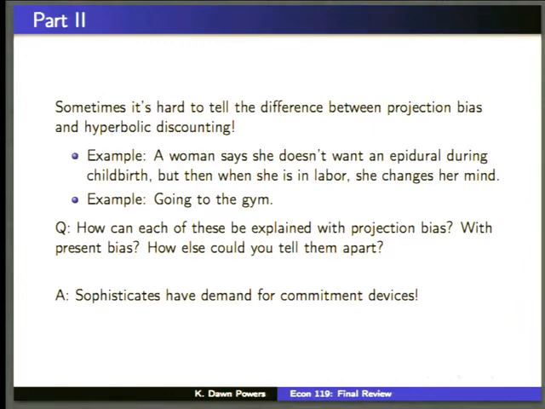What we learned in this class, we have no sophisticate-naive distinction when we talk about projection bias. So assume everybody knows. Well, you don't know when you have projection bias, but there's no difference between people that know they have it and people that don't know they have projection bias.